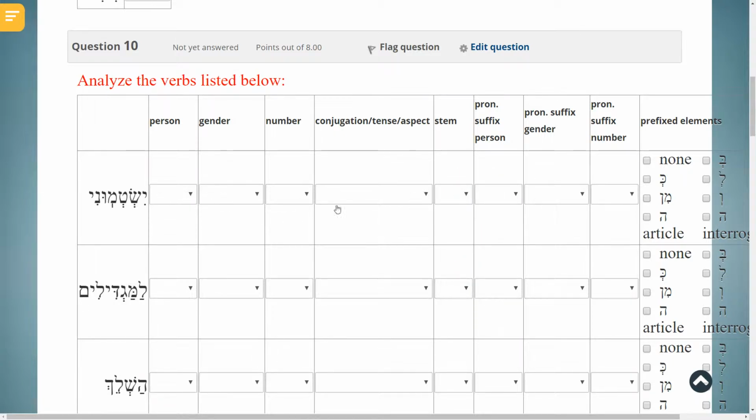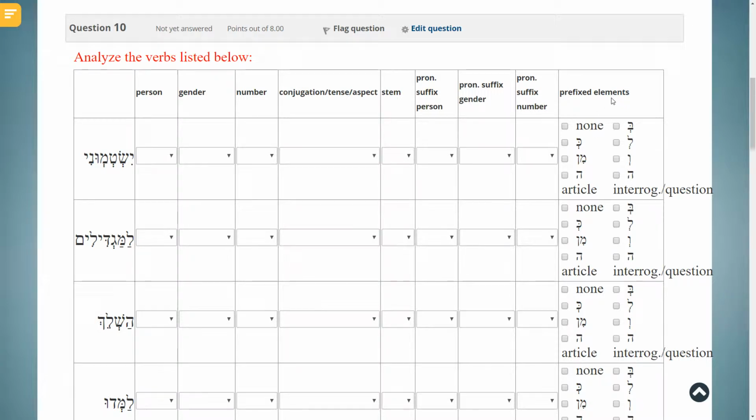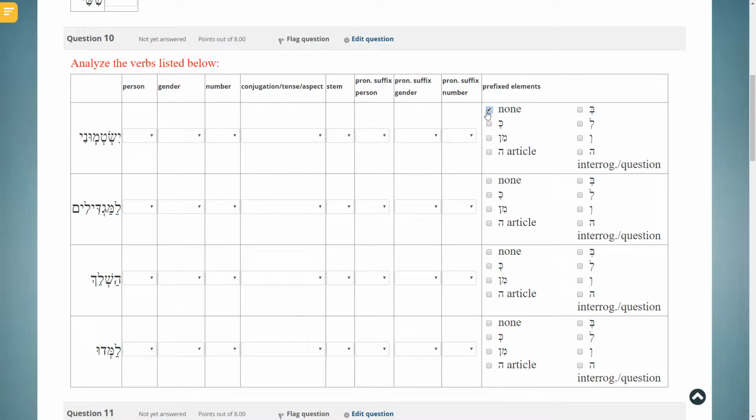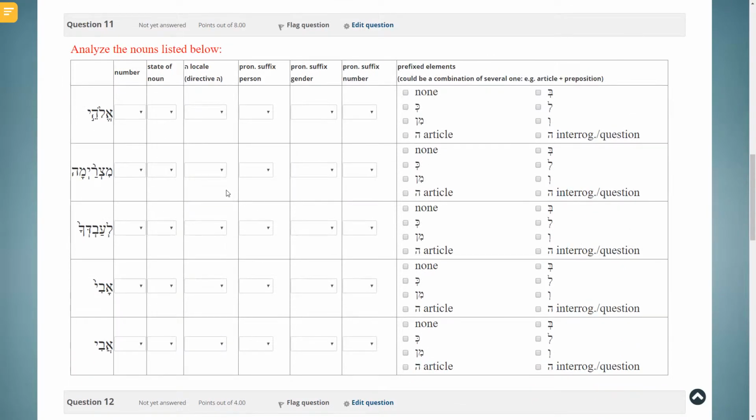Well, here, for example, we have a pronominal suffix, so you define person, gender, and number, and then you identify whether there is a prefix element present. In this case, there's no element present, so you click on none. Good. So then we get into the noun section.